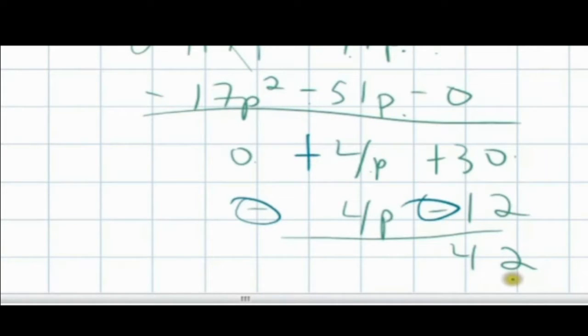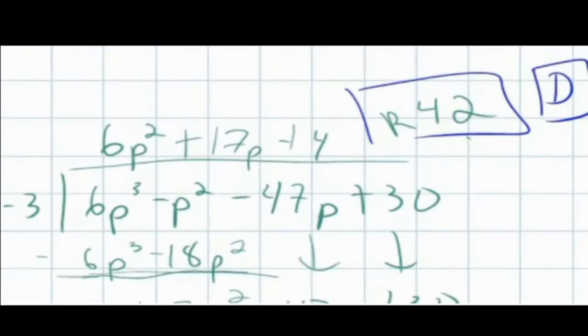And so remember, I'm subtracting a negative here. So you add, so you get 30 plus 12 is 42. Obviously 4p minus 4p is 0. So I get 42, and that's my remainder. Remember that the question they were asking is, what is the remainder? So this is my answer, 42.